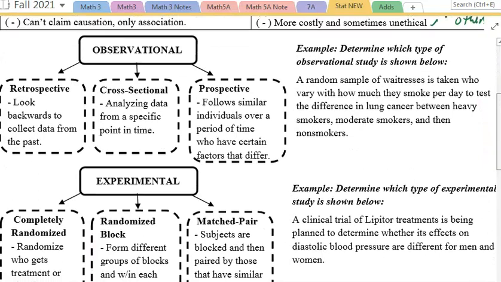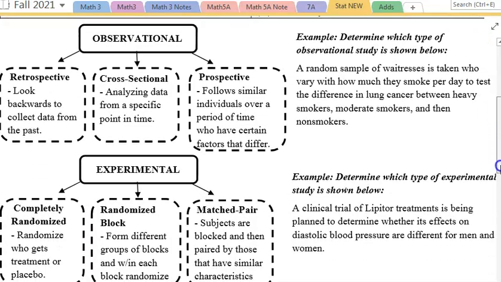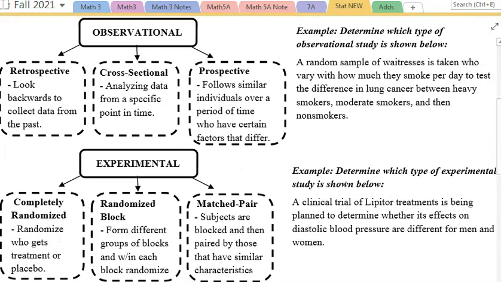So for observational, there's retrospective. This one looks backwards to collect data from the past. Cross-sectional analyzes data from a specific point in time. And prospective follows similar individuals over a period of time who have certain factors that differ.